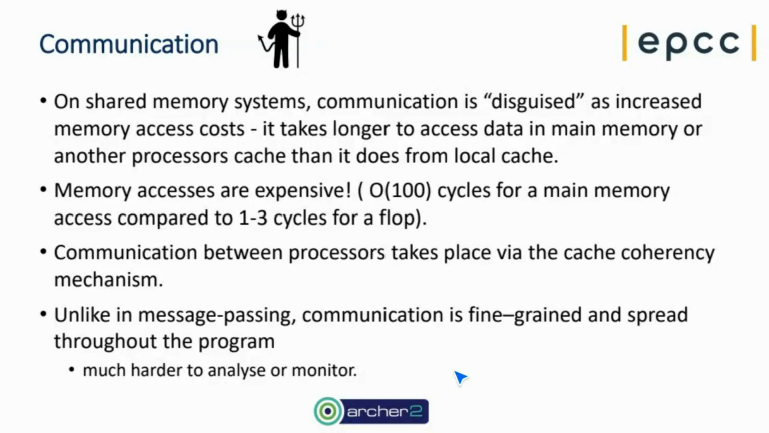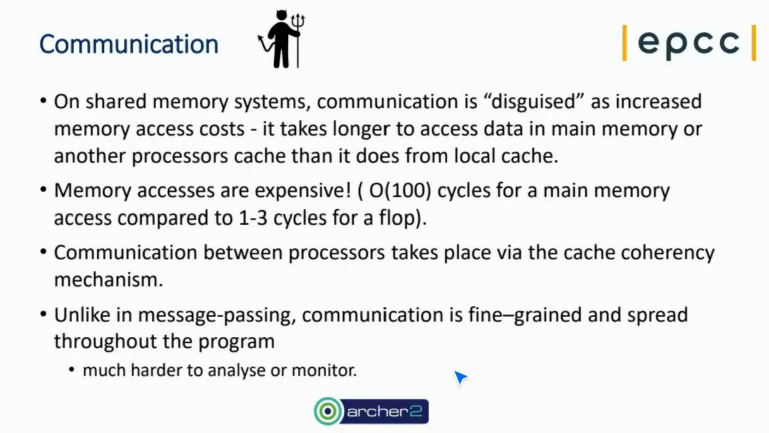So we're talking of the order of 100 or so clock cycles for main memory access. Can be more. I think AMD Rome is like 200 or something like that. And that's expensive compared to the cost of floating point operations. So the communication between processors or between cores is taking place via the cache coherency mechanism, which we'll talk about a little bit more in a moment. But it's very different from message passing.